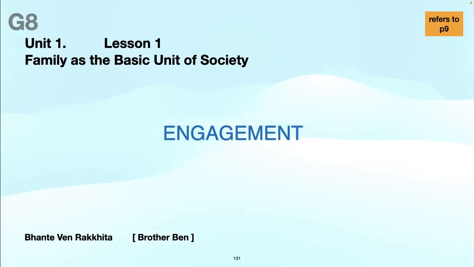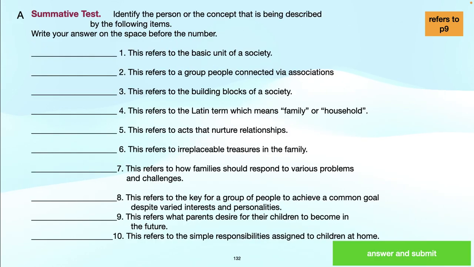So we're on page 9. The summative test of what we've been looking at. We want to identify the person or the concept that is being described by the following items and write your answer on the space before the number. 1, this refers to the basic unit of a society. 2, this refers to a group of people connected via associations. Should have an of in there.